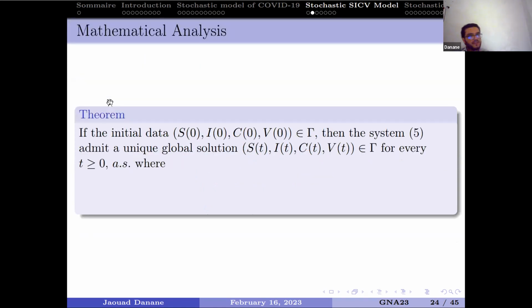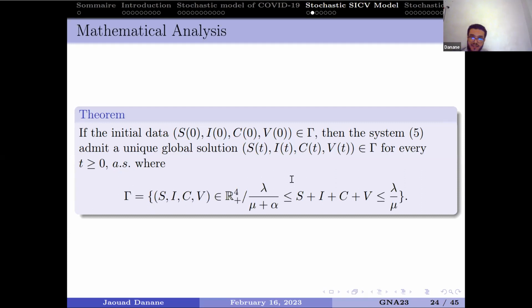Because we study an epidemiological model, the solution of our model will lie in the set gamma, which is given by the following expression: the sum of all the populations belongs to this interval and is positive. By constructing a Lyapunov function and applying the Ito formula, we can prove the persistence of the infection.